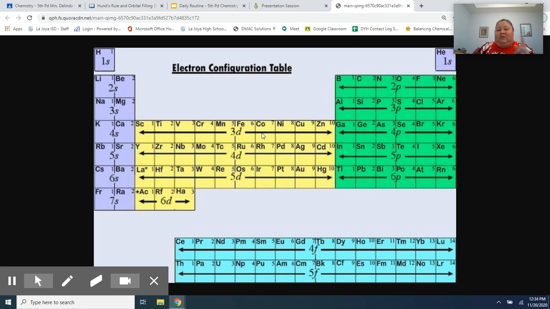Each element tells you how many electrons you are giving out. And in this periodic table, the number on the right side is the number of electrons for that element. Okay?